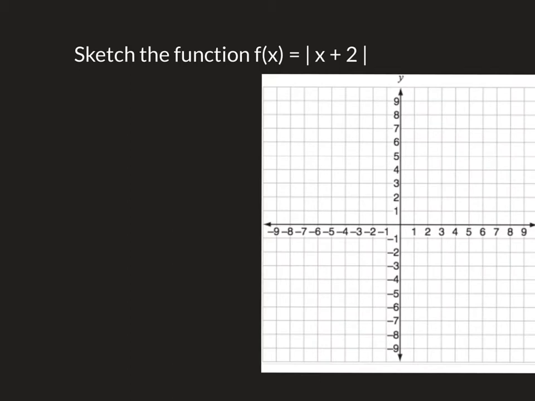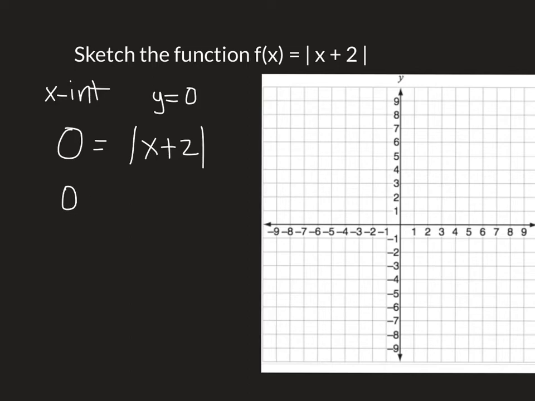So here we have the function f of x equals the absolute value of x plus 2. The first thing we're going to do is find the x-intercept. For the x-intercept, we plug in 0 for y. So 0 equals the absolute value of x plus 2. In other words, 0 equals some number plus 2. Subtracting 2 from both sides, x is negative 2, which means it crosses your x-axis at the point negative 2, comma 0. The x value is negative 2 when y is 0.